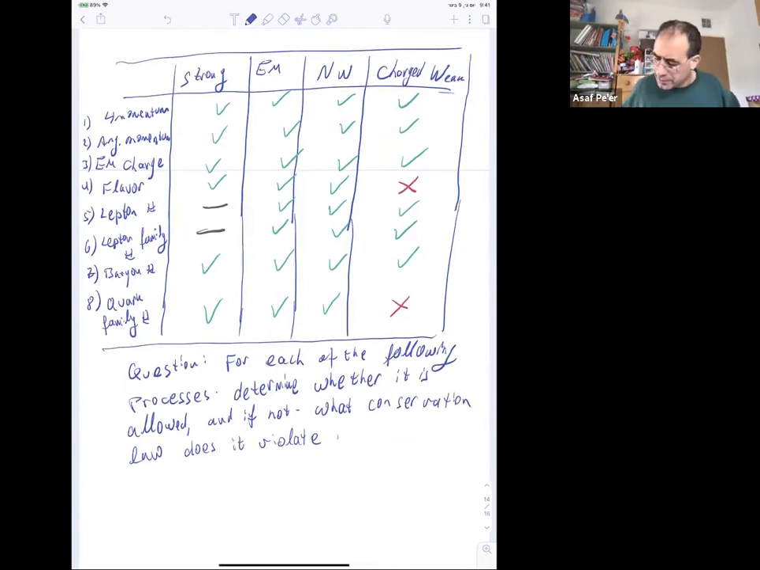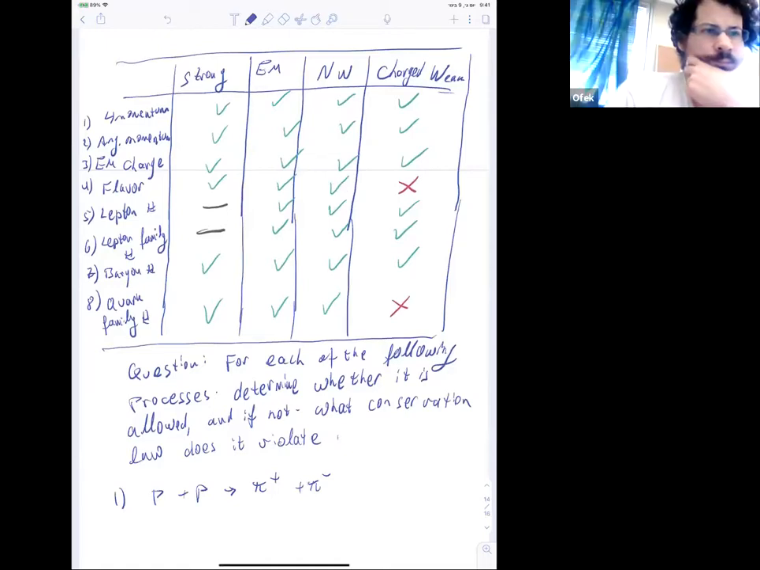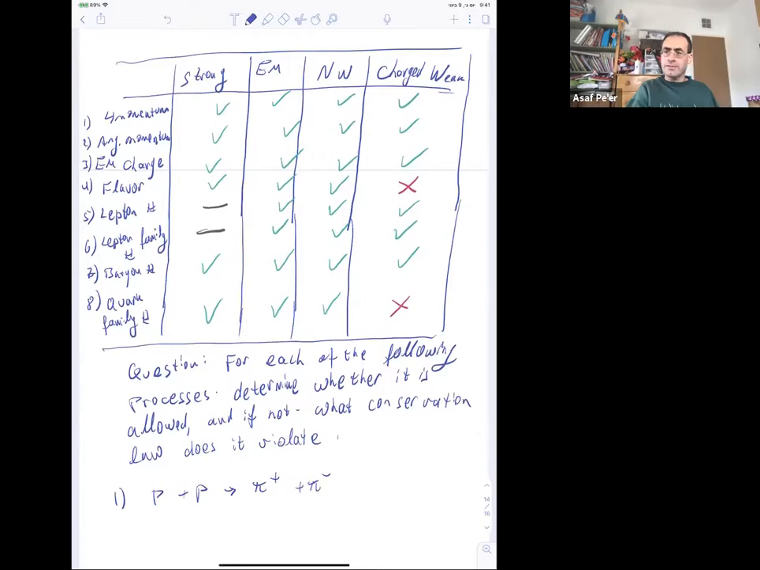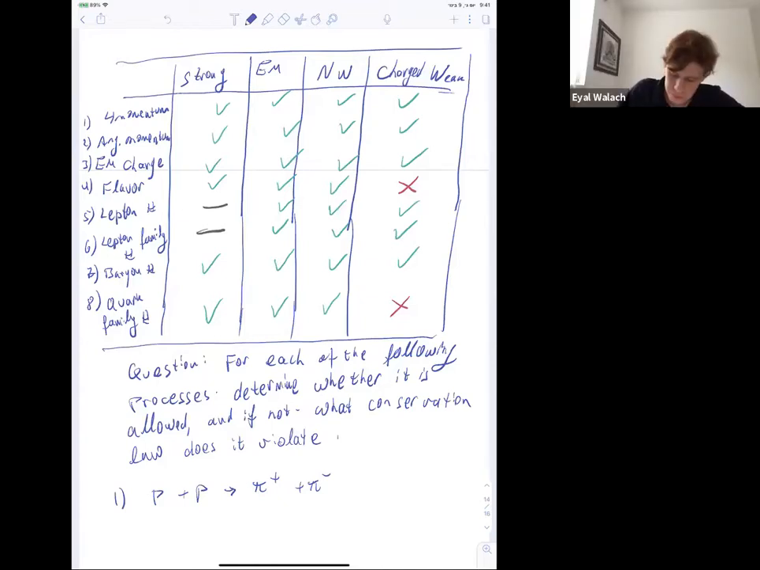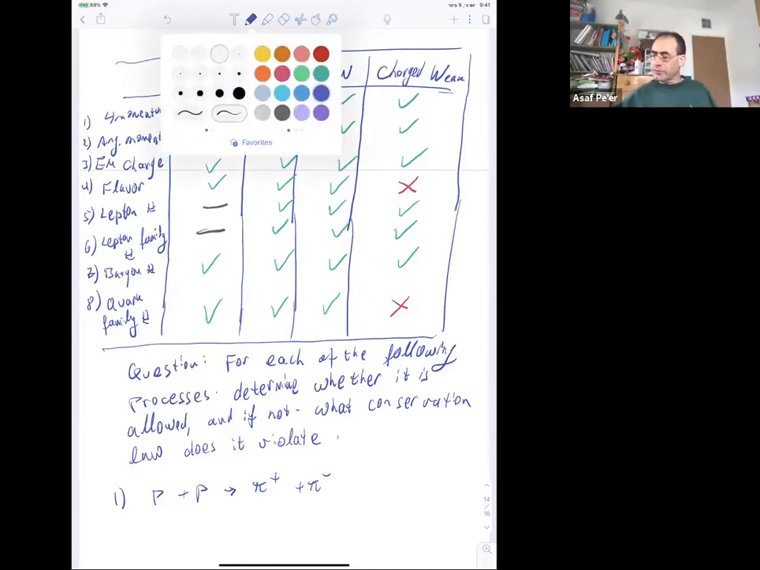Okay, so let's start. What about two proton scattering that results in pions? That's an easy one. Is it allowed? No charge. Right. That's one thing. More? Baryonic number. Very good. So this is forbidden, of course.